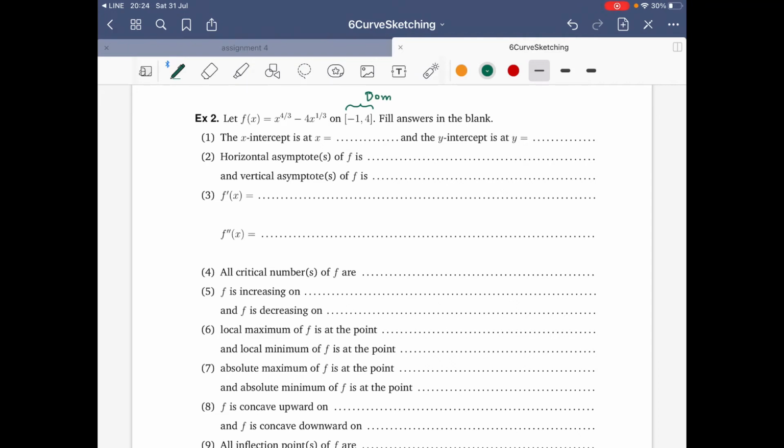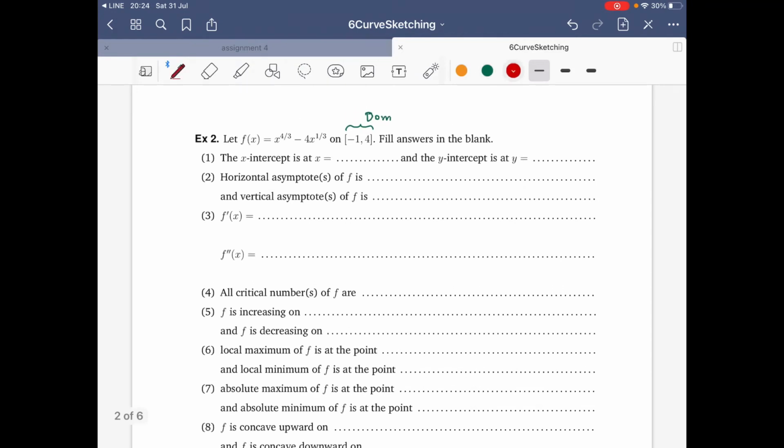The first one, if you need to find the x-intercept again, you are going to let your y equal 0. This one you can pull out the common factor, which is x raised to the power 1/3. So here it means that your x can be 0 and 4. And your y-intercept is simply if your x is 0, then your y will also be 0. So it looks the same, passing through these 2 points.